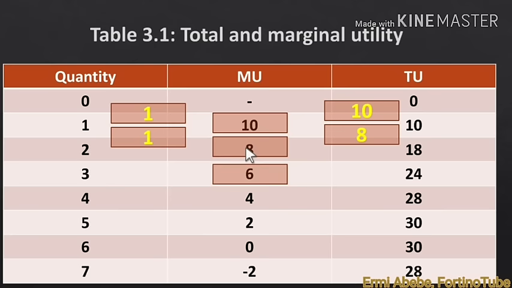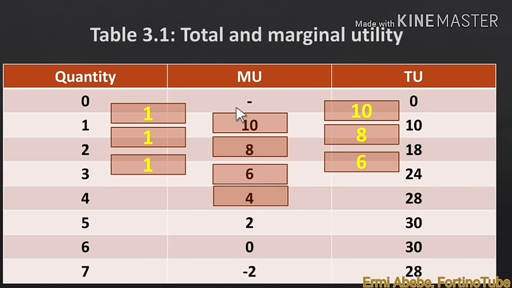Then similarly, we will continue the calculation. 24 minus 18 is 6, divided by 3 minus 2 is 1, 6 divided by 1 is 6. Okay, continuing. Now marginal utility 4. To find MU4, you will do total utility 4 minus total utility 3. 28 minus 24 is 4, divided by 4 minus 3, which is 1. 4 divided by 1 is 4.